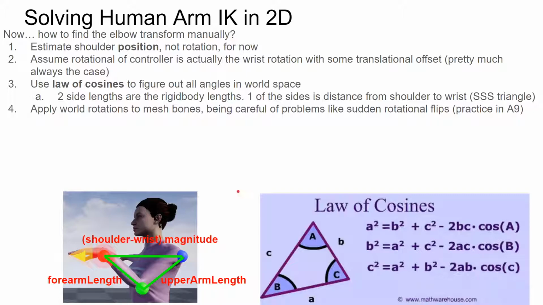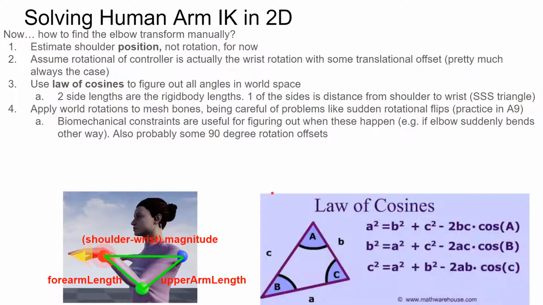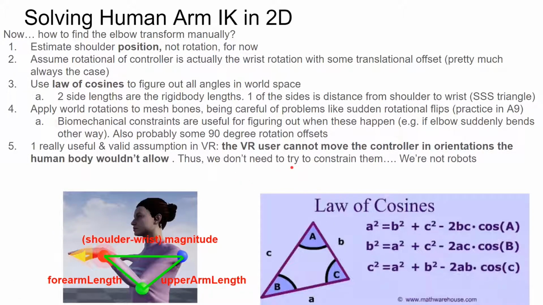Another thing is that we have sudden rotational flips, like I mentioned before with the steer to center. I guess you'll figure this out during A9, so I won't go into details, but you can use angle flips to figure out when there are problems with the rotations. Otherwise, you can use biomechanical constraints to figure this out. For example, if your elbow would suddenly bend the other way if you were to move some distance, you know that you should probably add some 90-degree factor to your calculation or something.